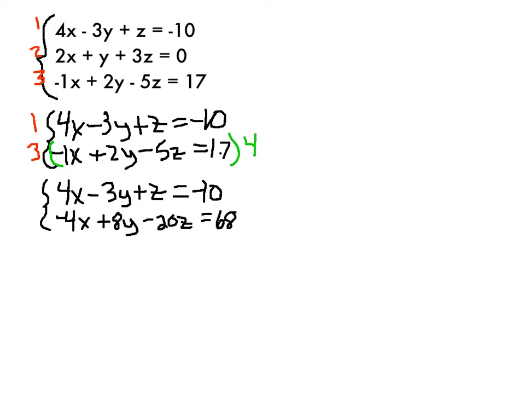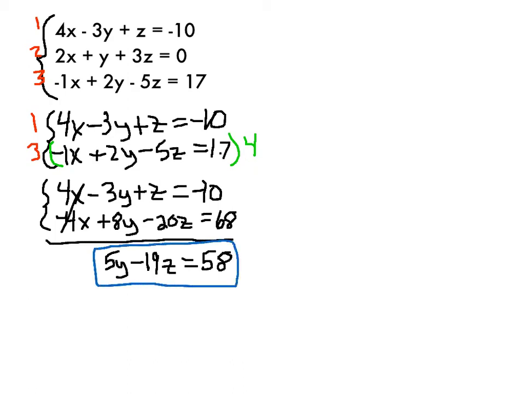So I'm eliminating the x's from this 1 and 3. When I add down, the x's will cancel. I'll be left with 5y minus 19z equal to 58. And I'm going to label this as my new number 1. That's what I'm going to call this: new number 1. I used 1 and 3, and I eliminated the x's from that.